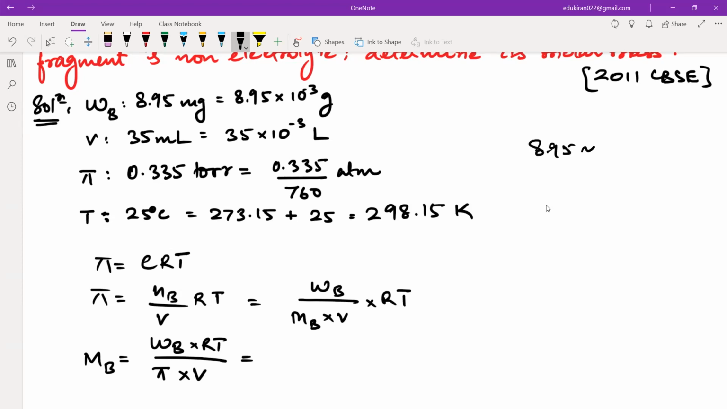8.95. Approximate this to 9. Okay, fine. Then you have 0.0821, correct? Here you have increased 8.95 to 9. So the approximation here will be 0.08. You decreased it a little. Both are in the numerator only, right? And then you have 298.15. Decrease this a little also, make it 298. Okay.